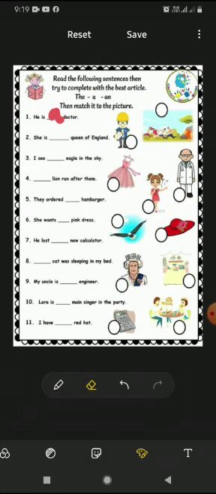Second example is, she is dash Queen of England. She is the Queen of England.